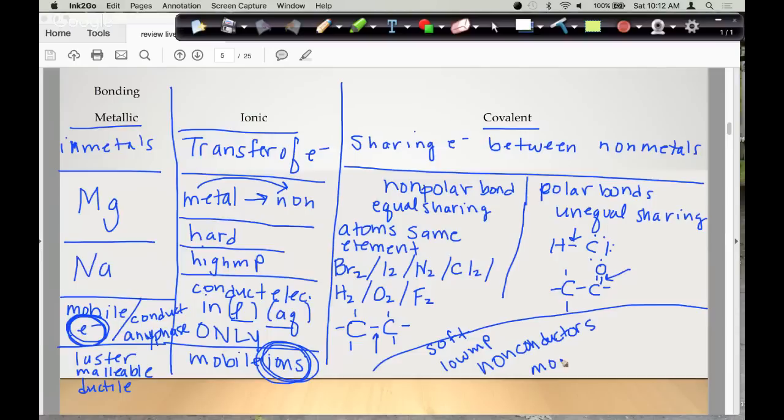We also make molecular substances when we have covalent bonds. So if they use the term molecular substances, you're looking for something that has covalent bonds.